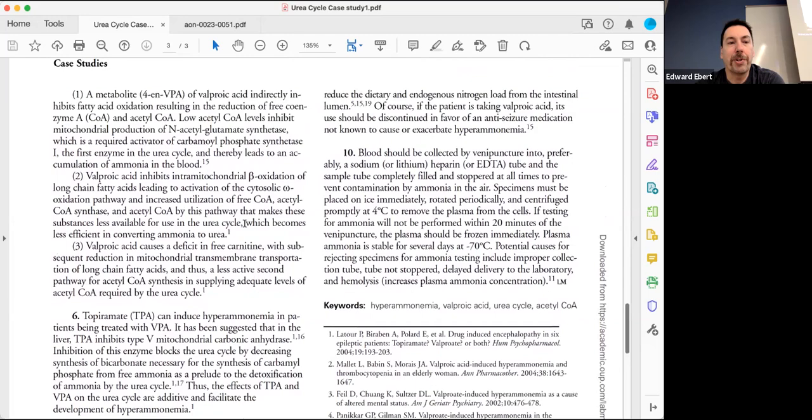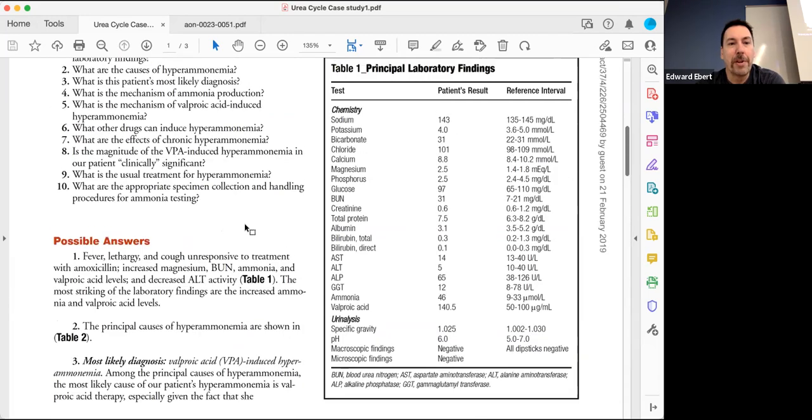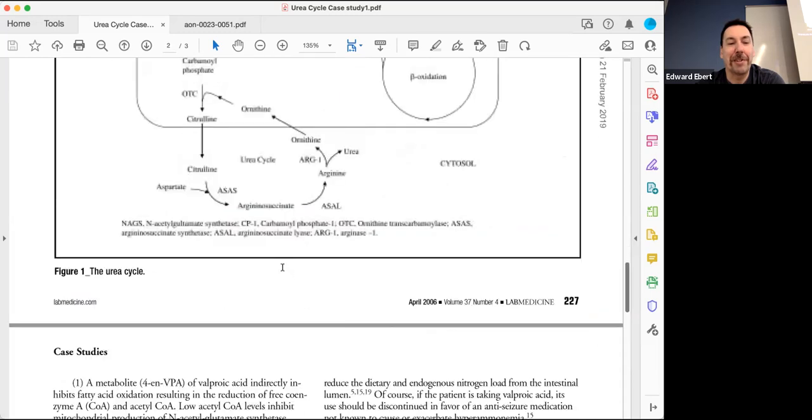So if we go back up to our questions, like it's number six in here, where are we? What other drugs, what are the effects of that, and is the magnitude, you know, is this clinically significant, okay? So like I say, we look at our BUN elevation, it looks like that would be clinically significant to me too. But it kind of helps us define clinically significant.